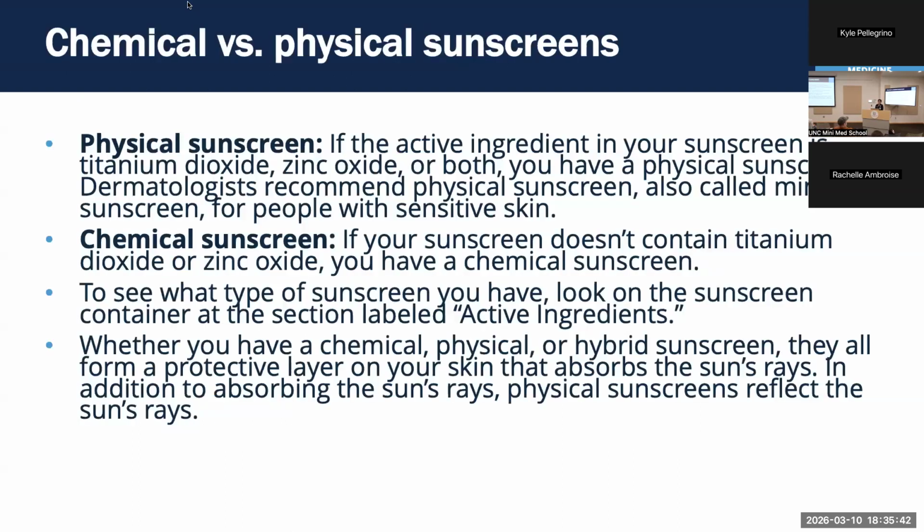Okay, so physical sunscreen has titanium dioxide and zinc oxide in it. What that means is it physically blocks the sun. It's the sunscreen that is really, really white and very hard to rub in. No matter how much you rub it in, you still have this white cast, and a lot of people hate that, which is why there are also chemical sunscreens.